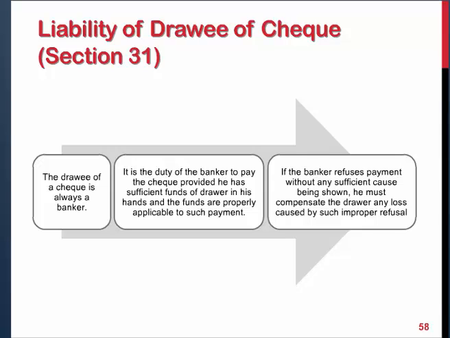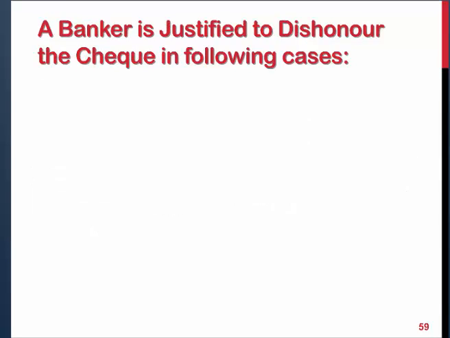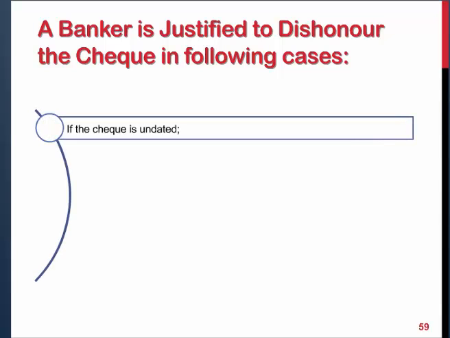The amount of compensation that the banker is liable to pay is to be measured by loss or damage, say loss of credit suffered by the drawer. The principle is, the lesser the value of the cheque dishonored, the greater the damage to the credit of the drawer. Now, the question is, can a banker refuse a cheque? The answer is yes. A banker is justified to dishonor the cheque in the following cases.